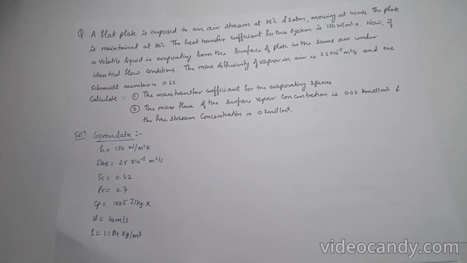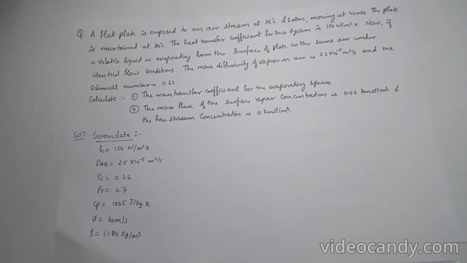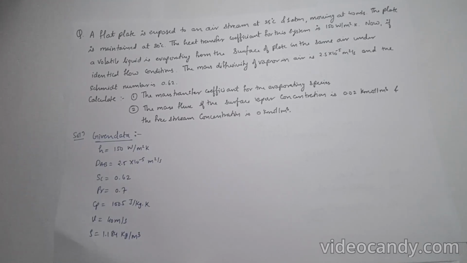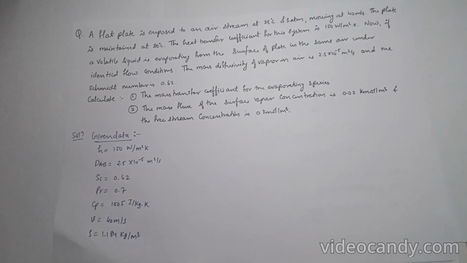Now, if a volatile liquid is evaporating from the surface of the plate in the same air under identical flow conditions, the mass diffusivity of vapor in air is 2.5 into 10 to the power minus 5 meter square per second, and the Schmidt number is 0.62. We have to calculate, first part, the mass transfer coefficient for the evaporating species. Second part, the mass flux, if the surface vapor concentration is 0.02 kilomole per meter cube, and the free stream concentration is 0 kilomole per meter cube.